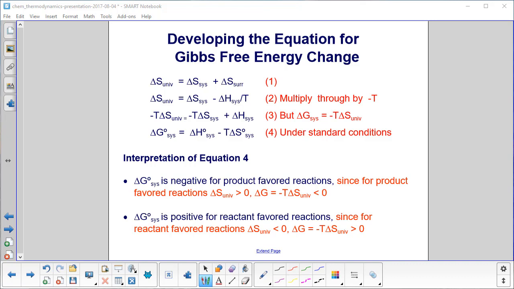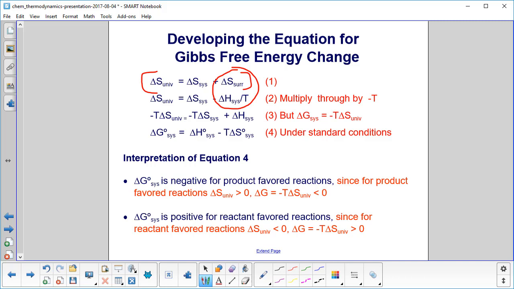Okay, let's go to our equation. We start with equation number 1, where the change in entropy of the universe is the change in entropy of the system plus the surroundings. And then what we're going to do is put in this definition here. Delta S surroundings is negative enthalpy change of the system divided by T. So that's just a direct substitution.